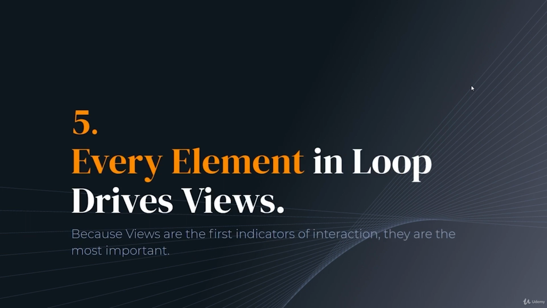And last but not least, every element in the loop drives the views. Every element drives the views, because views are the first indicators of an interaction, and they are the most important, because without them there is nothing else. When the YouTube algorithm learns that you get views, it understands that there's something about this video, that at least the titles and thumbnails are good enough. Then, when we talk about watch time, it learns from the watch time, and it learns from the subscribers, etc. But views are very, very important.